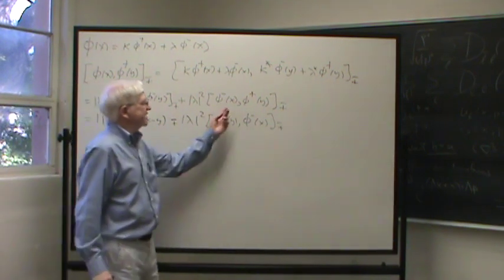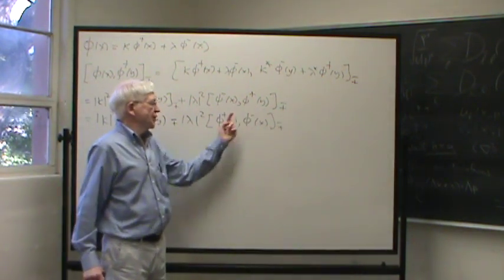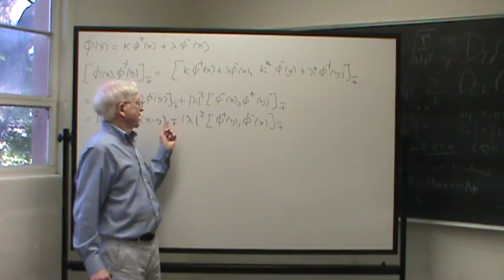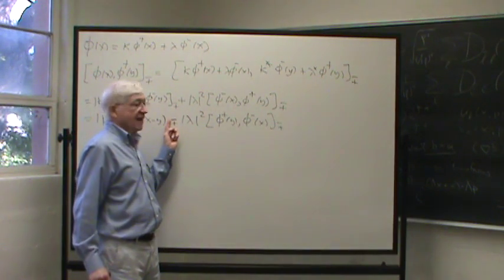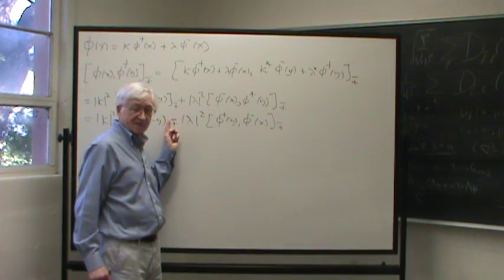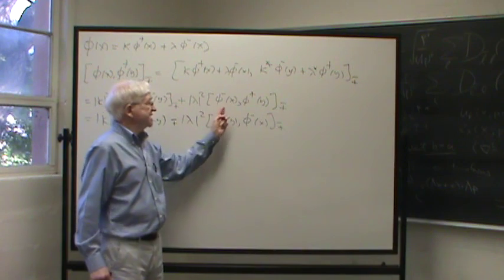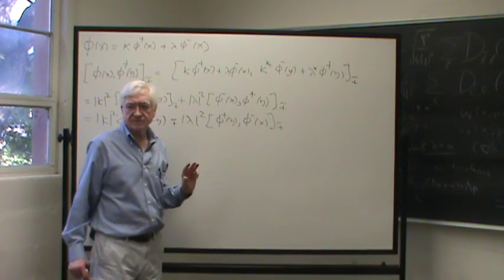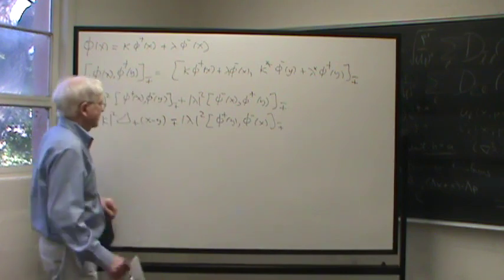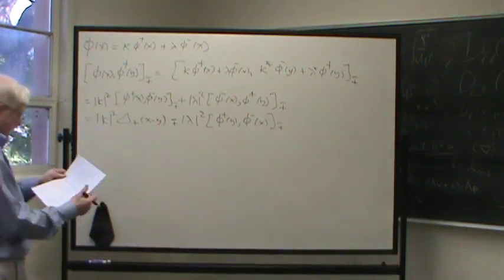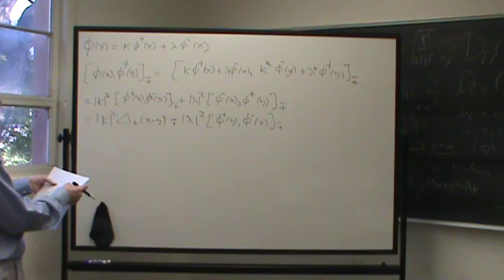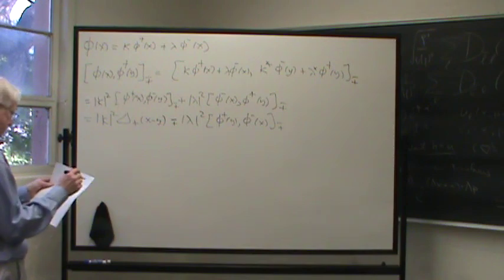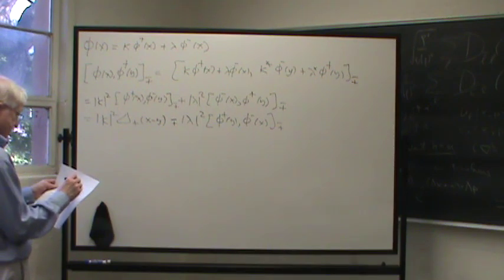In other words, if this is a commutator, then you interchange the order at the price of a minus sign. If it's an anti-commutator, you can just interchange the order and nobody cares. This better be what's in the notes. Well, it was actually a mistake, but I'll fix it.